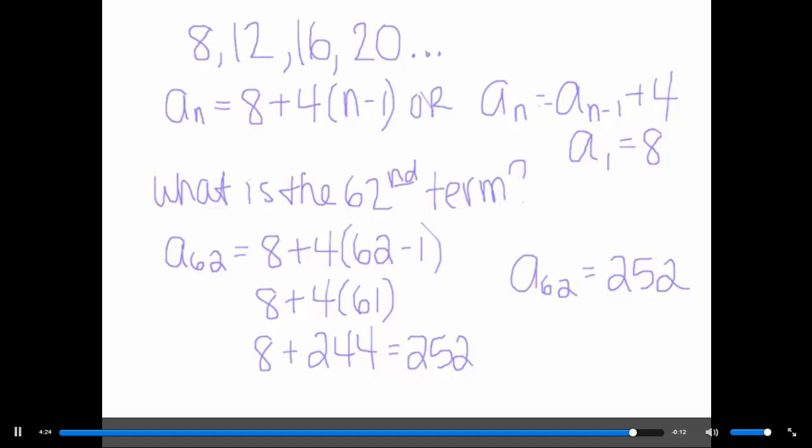Okay, so in arithmetic sequences, you're going to be asked to recognize the pattern, write the rule either explicitly or recursively, and solve for some values.